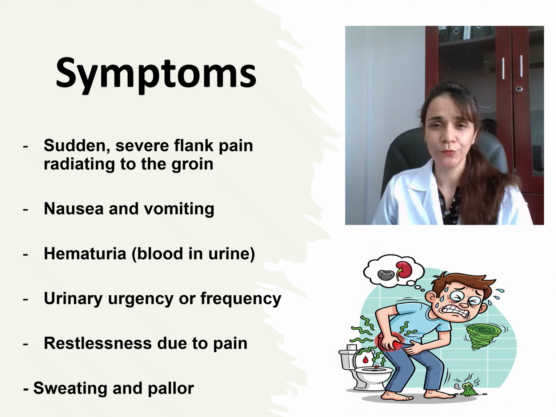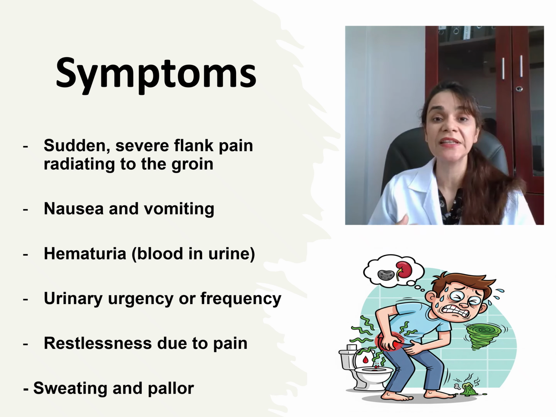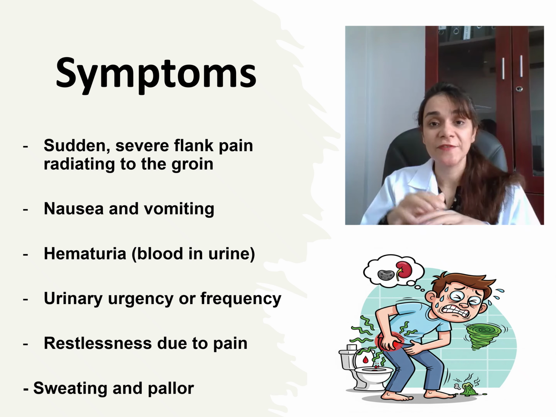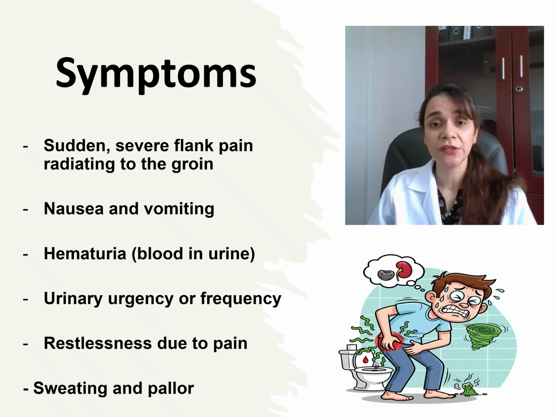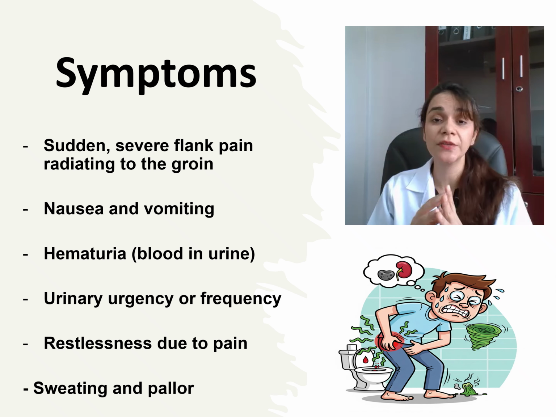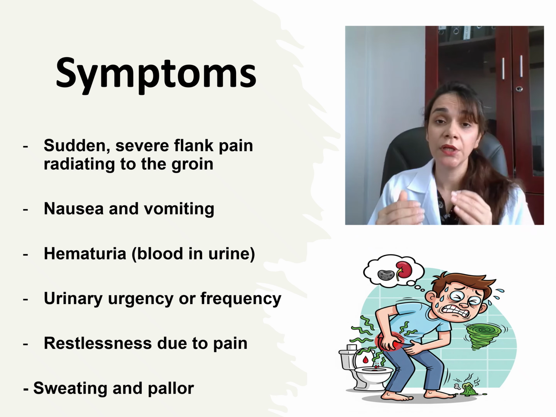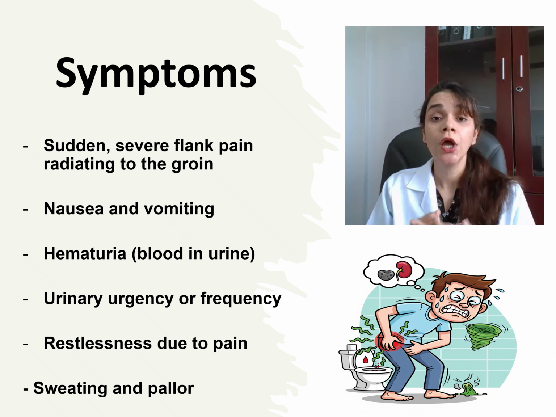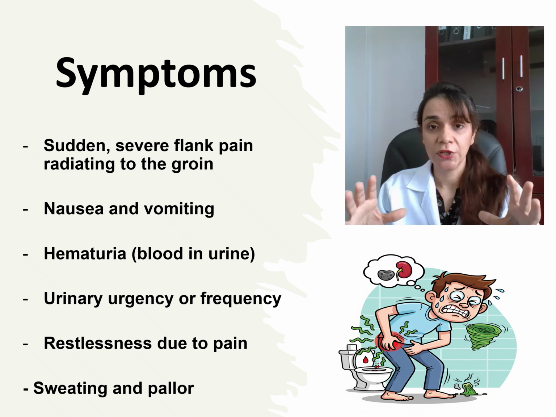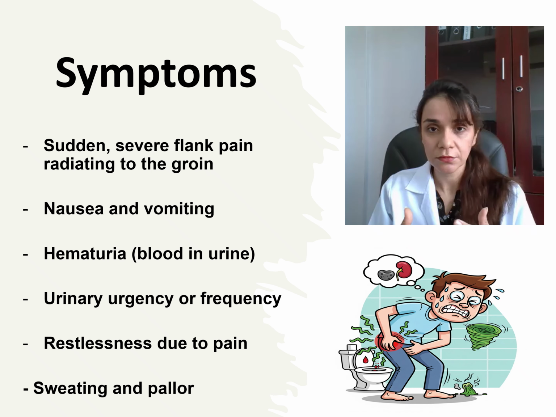The hallmark symptom is really intense flank pain, which comes in waves. This pain can radiate to the lower abdomen, groin, or genital area, depending on the stone's position. There are associated symptoms too, like nausea, vomiting, and hematuria, that means the presence of red blood cells in the urine. That can be microscopic, that means we can only see it under the microscope in the lab, or macroscopic. It means that your urine is red, gross hematuria.